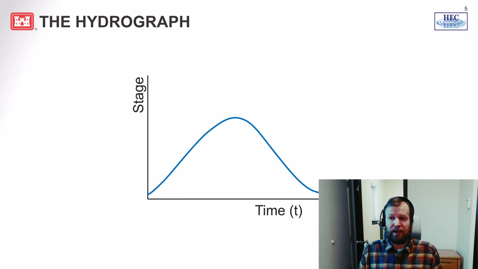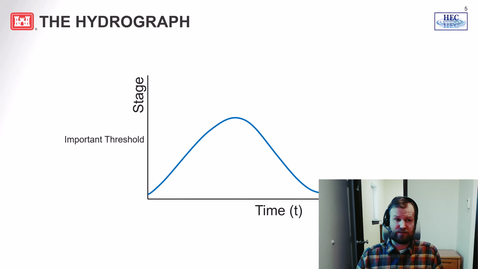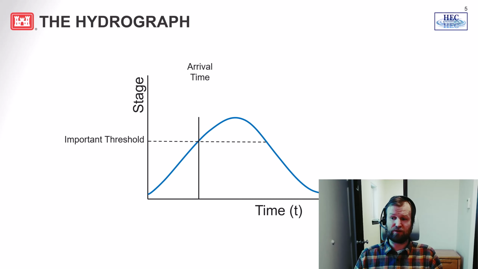So how does FIA use this hydraulic input data? Well, we're going to start with a quick overview of a hydrograph. Hydrographs are defined at common computation points as well as at cross sections, and they provide the timing of stages or flows at a location during the event. So if you have an important threshold, then you can calculate the arrival time. So the time the water arrives at that certain depth threshold.